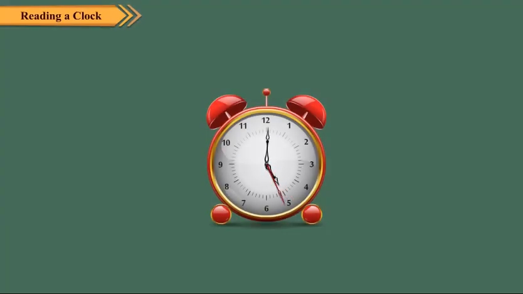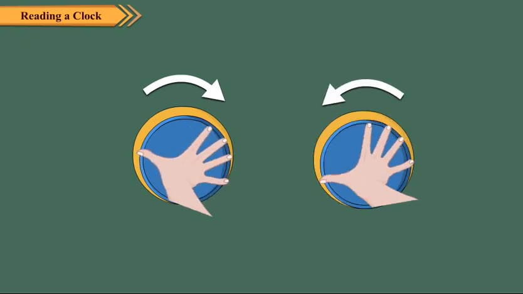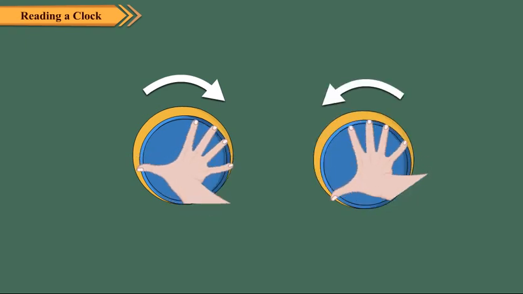All the hands move as shown here. It is called clockwise movement. When you close the lid of a jar, you go clockwise. And when you open it, you go anti-clockwise.